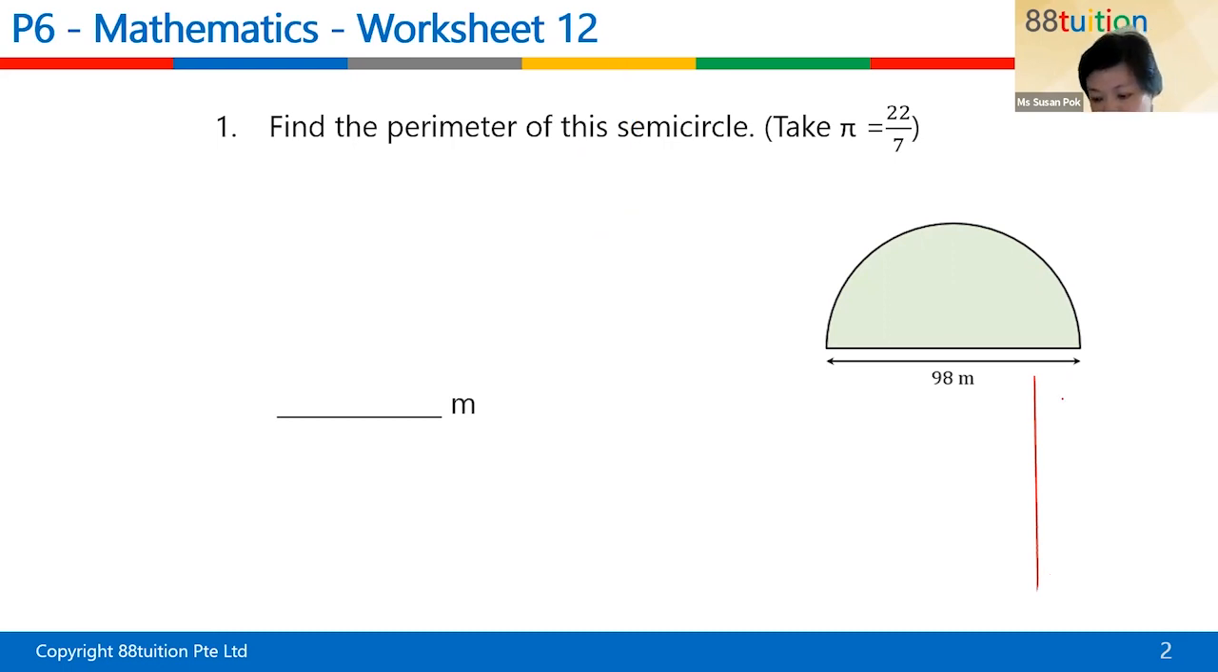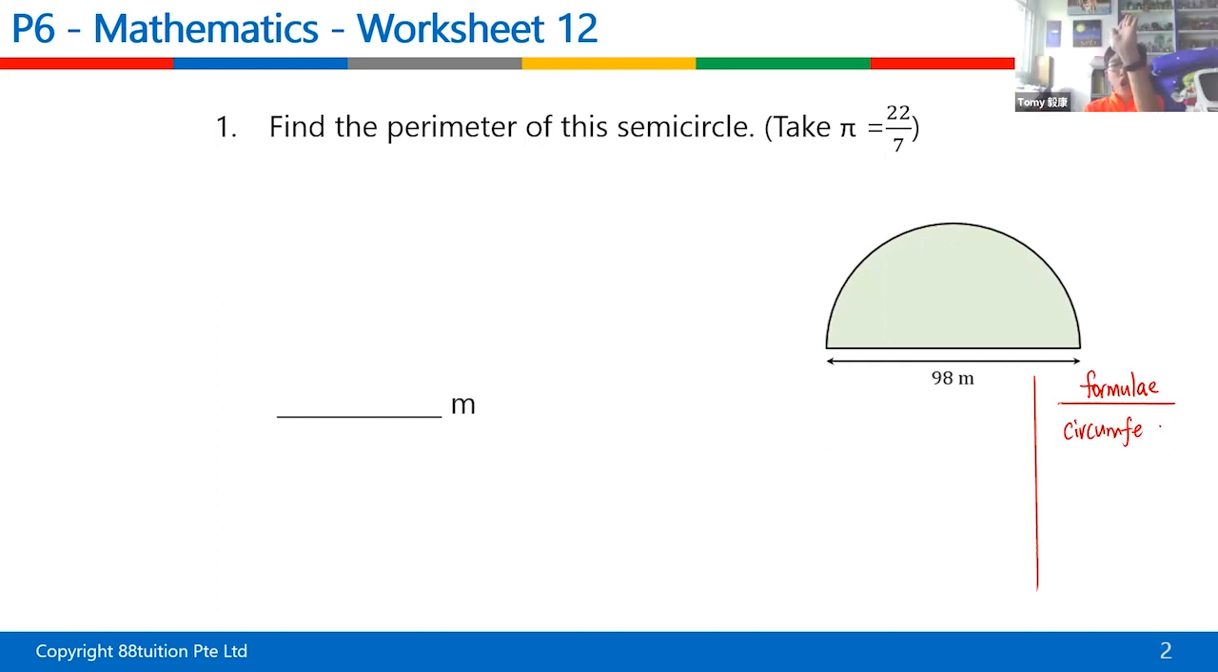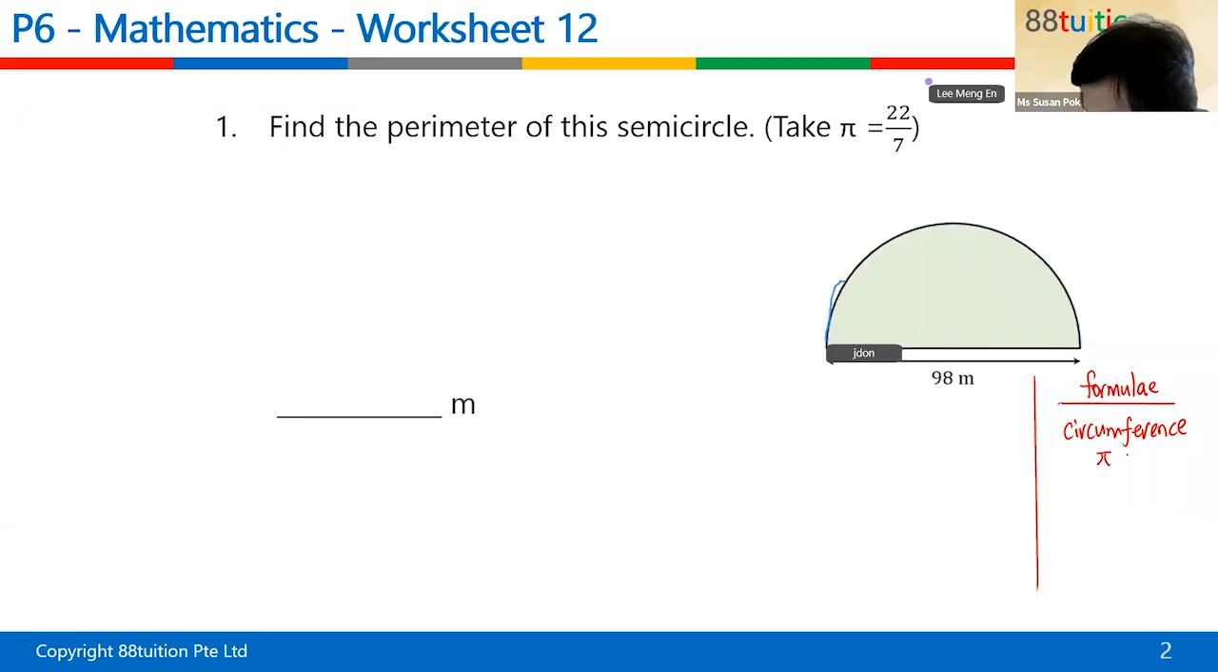Okay, so first thing, let's find a formula. What is the formula to find circumference? The circumference is the perimeter along the circle. So circumference, we will say it is pi d. All right, do not do anything. Thank you, Jordan. Don't. All right, let me do the thing.